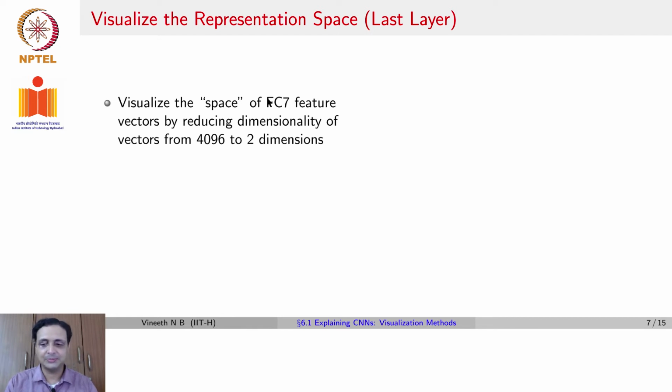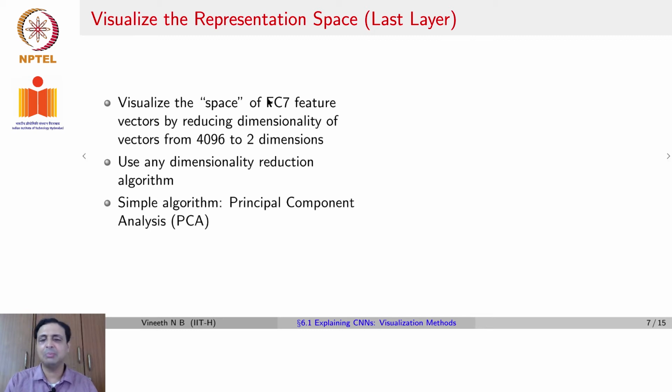How do we do this? Once again, hopefully you have done a basic machine learning course, and you know that you can use any dimensionality reduction method to be able to do this. A simple example could be principal component analysis. So you take all of those 4096 dimensional vectors of several input images and you do a PCA on top of them to bring all of them into a two-dimensional space.